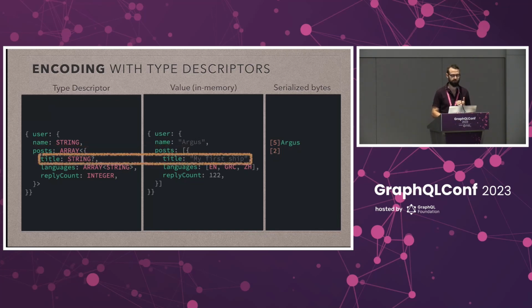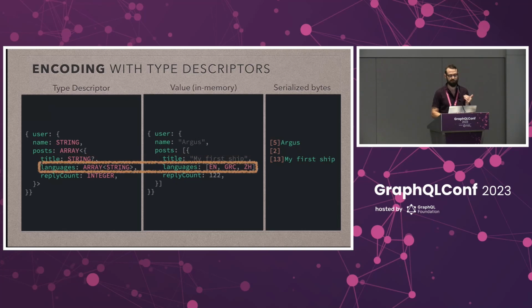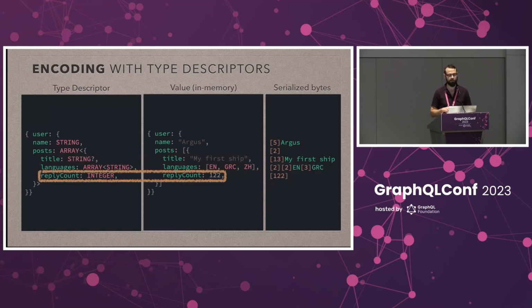So we can do that for posts, for title. We can look up that this is in fact a nullable string, which we might encode a little bit differently, write that out to our bytes. Languages, same thing, and reply count is an integer that we write out in yet another format. So that's kind of how the encoding process works. We walk through the value, look things up in the type descriptor, and then write out serialized bytes.